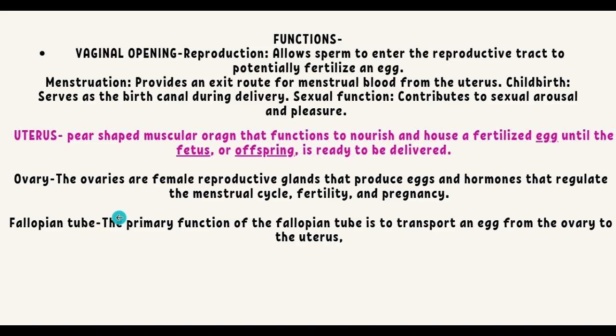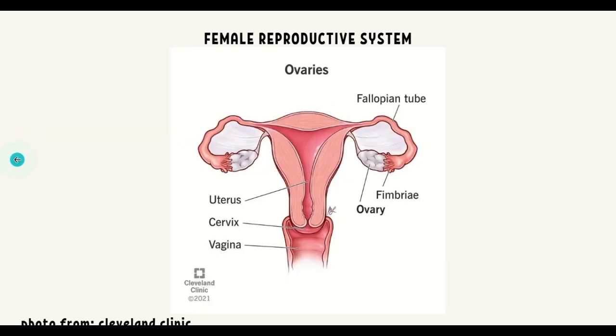And the ovaries are the female reproductive glands that produce the eggs and hormones that regulate the menstrual cycle, fertility, and pregnancy. And you have the fallopian tube, whose primary function is to transport an egg from the ovary to the uterus, right? So the entire fertilization process starts with an egg being released from the ovary.